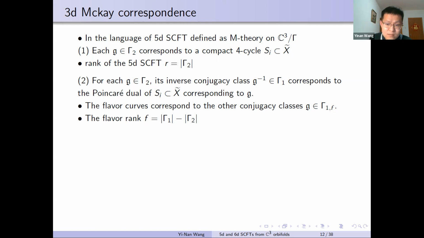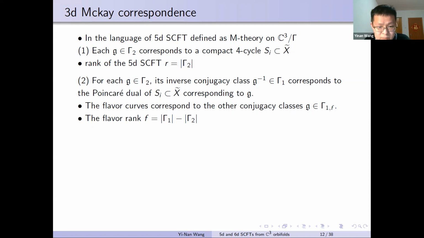So now imagine that you have already done all the pairings like this. You take a conjugacy class in gamma 2, you pair it with an inverse conjugacy class in gamma 1. But in most of the cases, it turns out that there are still some remaining conjugacy classes in gamma 1 that are not paired in this way. We call these, the set of these, gamma 1f, little f. And these geometrically will exactly correspond to the flavor curves that give rise to the flavor symmetry of the 5D SCFT.